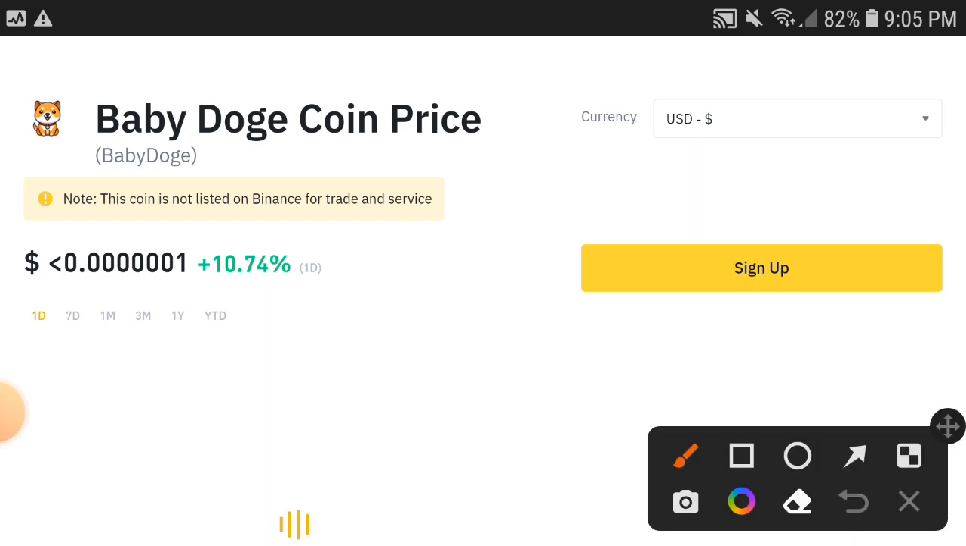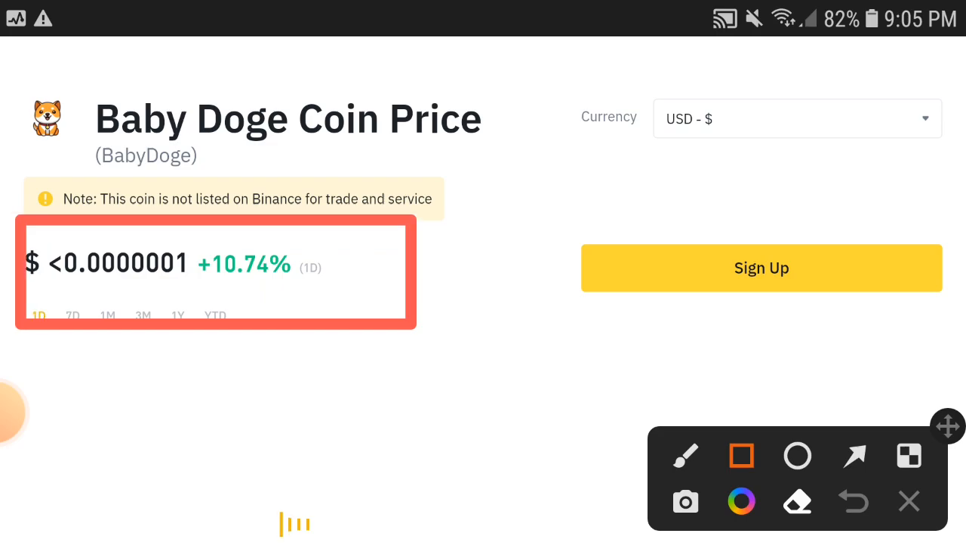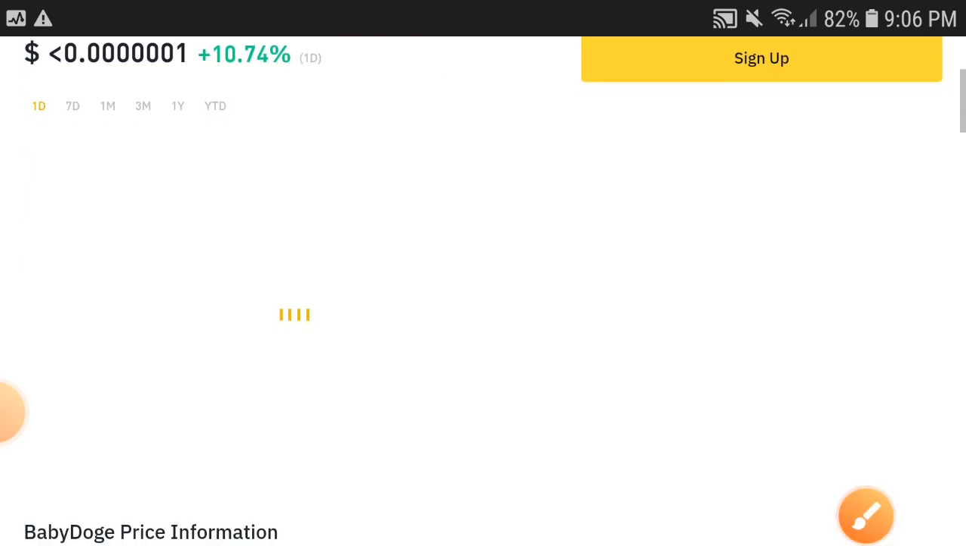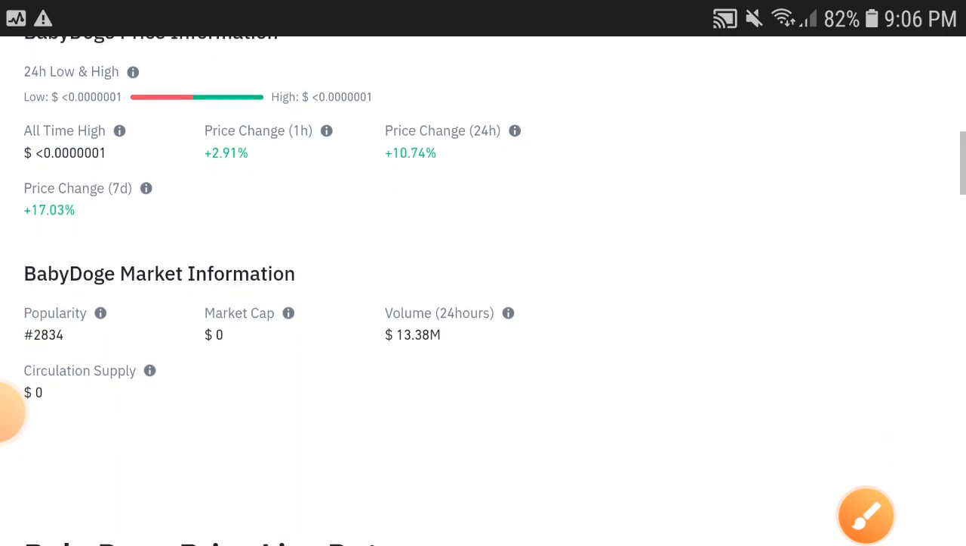Guys, if we talk about the current price of Baby Doge Coin, it is 0.00001 USD, and the Baby Doge Coin price is up 10.74% in the last 24 hours, guys. A 10% price increase, it's unbelievable and it's really good. I'm very happy to see these positive changes in Baby Doge Coin. Let's see more updates about Baby Doge Coin.